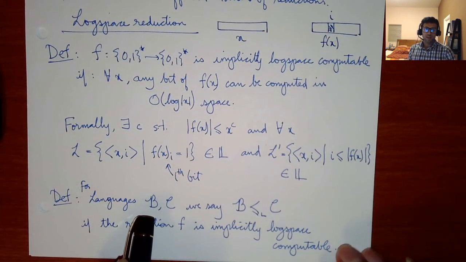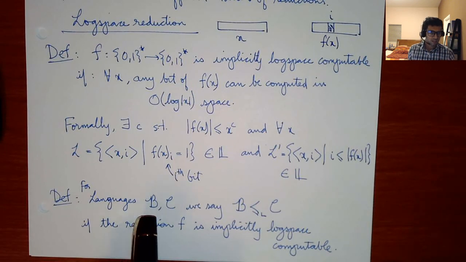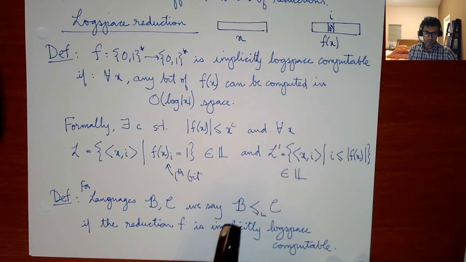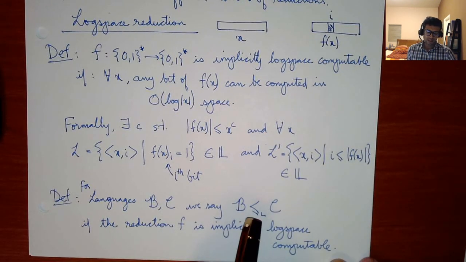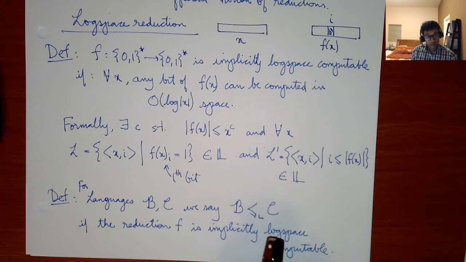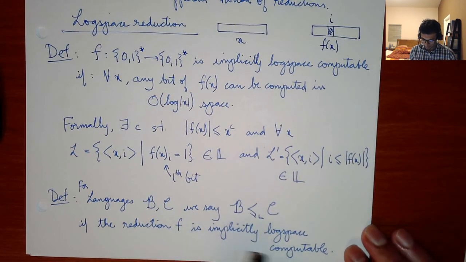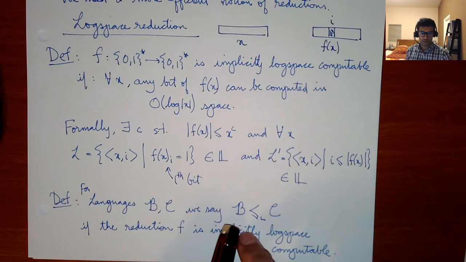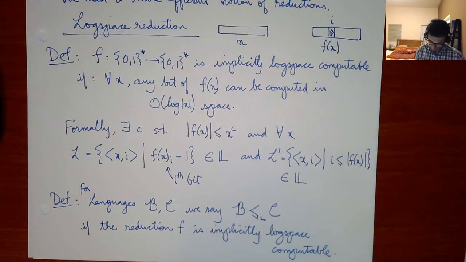Now, given any two languages, I'll use B, C for languages here because L is something that we're using for log space. So I'll say languages B and C. B is log space reducible to C if the reduction f is implicitly log space computable. So there is a function that takes instances.